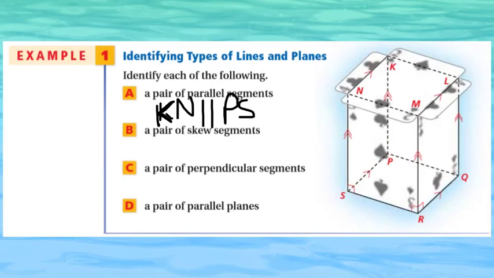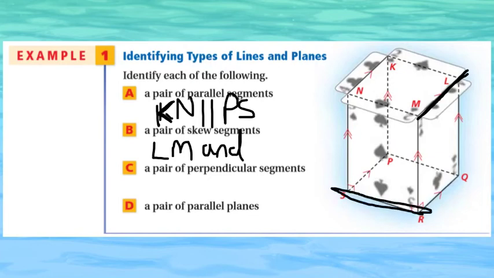Okay, next one, part B, is a pair of skew segments. Again, we don't have a symbol for skew. I think it's easiest, I'm just going to pick LM here. And I'm going to say LM, and let's just pick RS. We can see RS goes at the bottom here. Those are an example of skew segments.